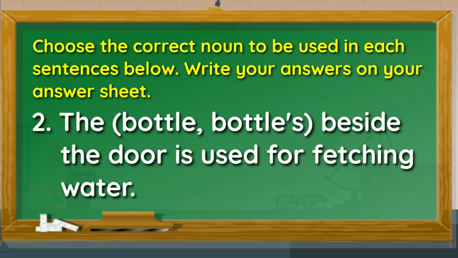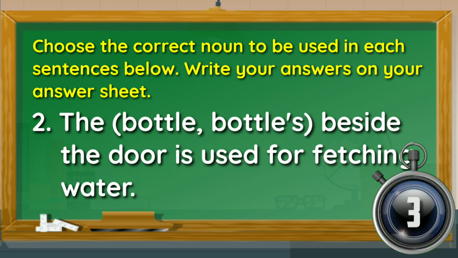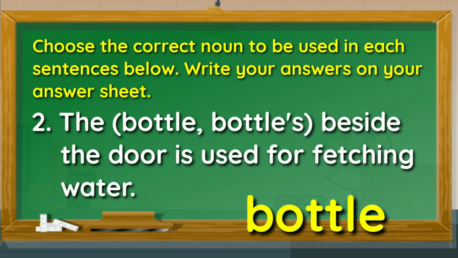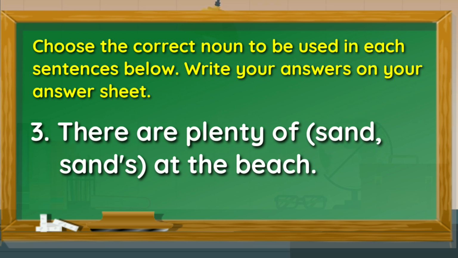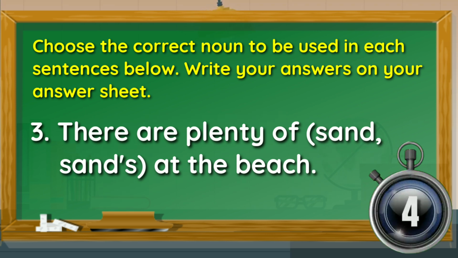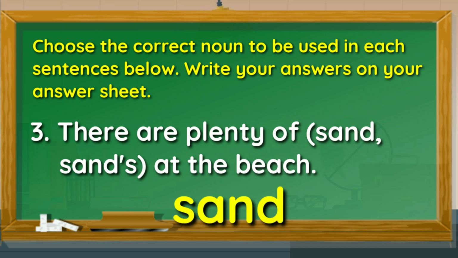Number 2. The bottle beside the door is used for fetching water. What do you think is the answer? Brilliant! Bottle is the correct answer. Number 3. There is plenty of sand at the beach. What is your answer, kids? Good job! The answer is sand.